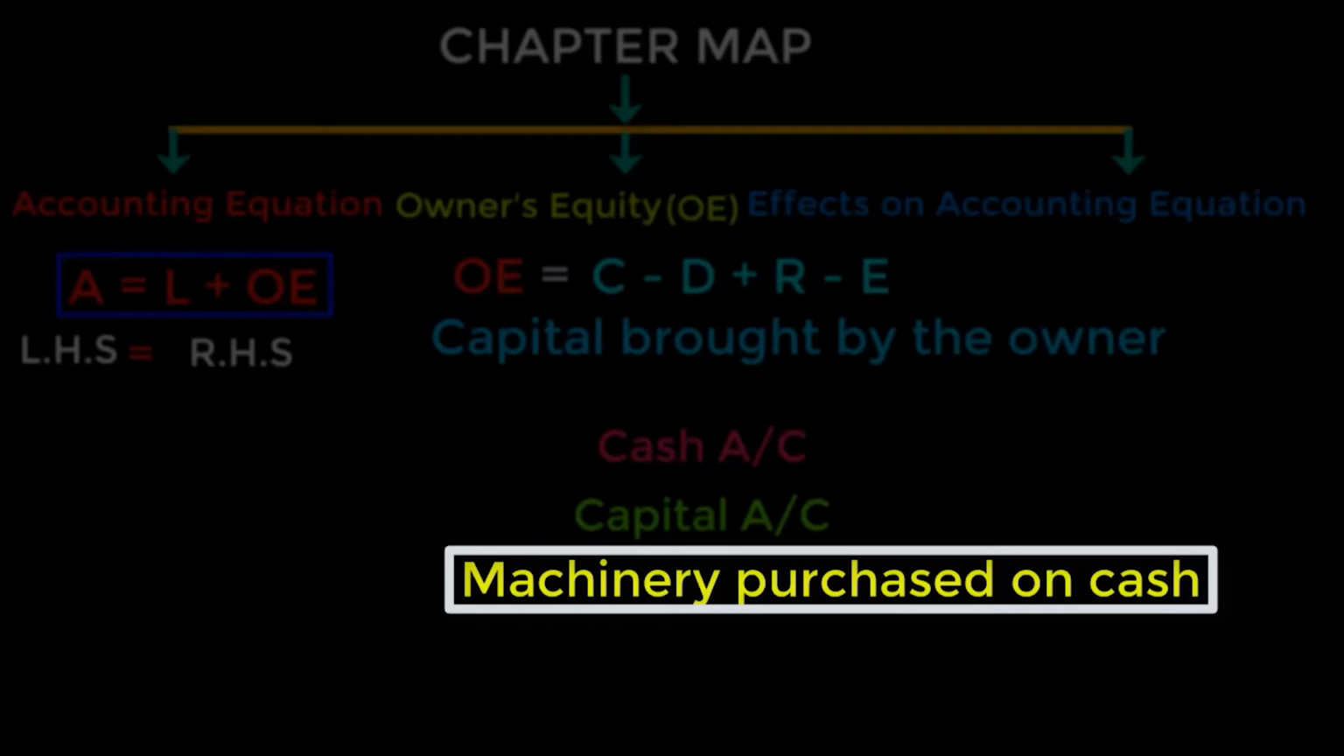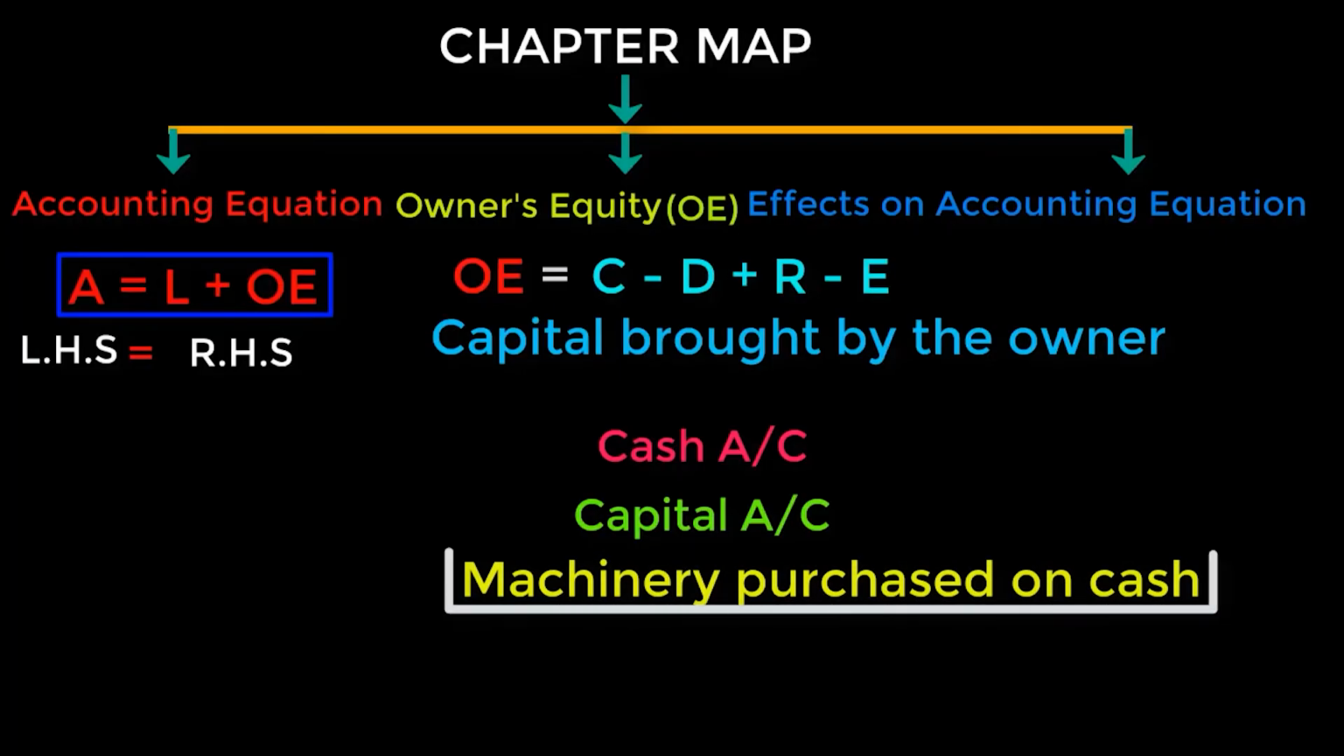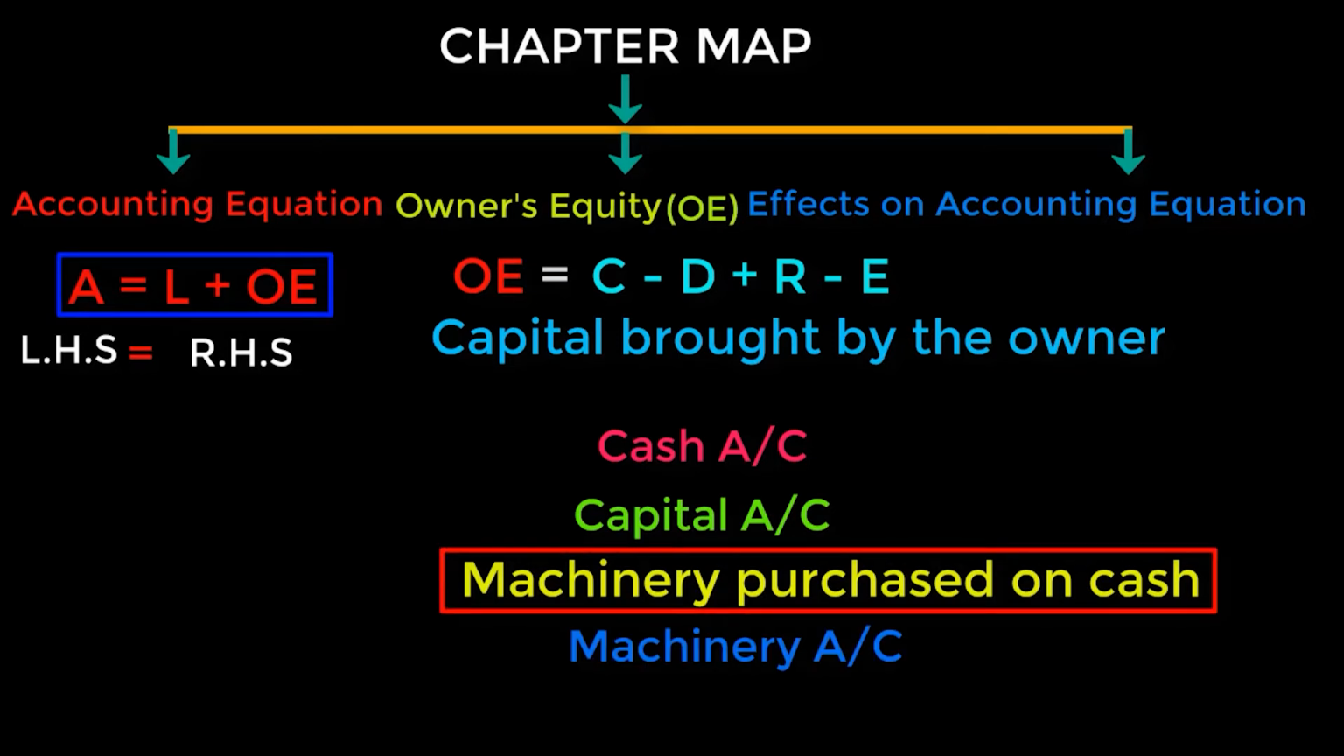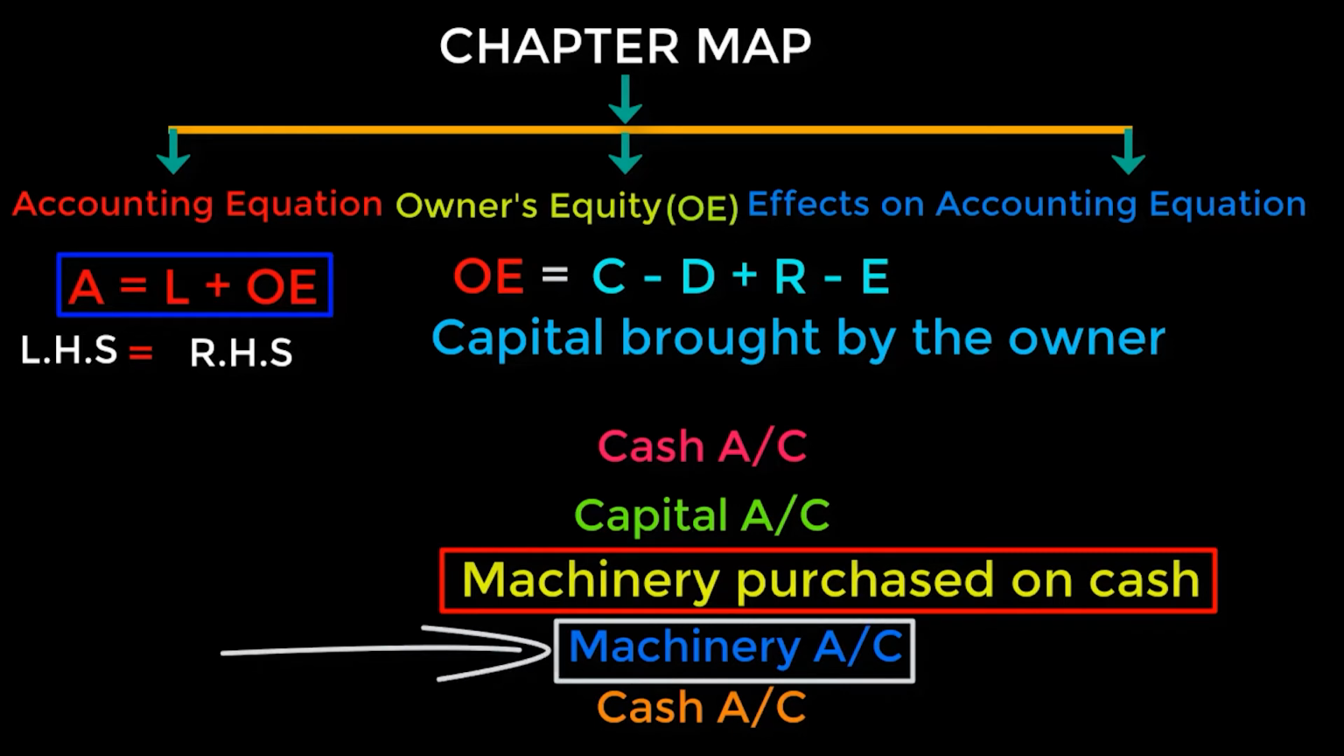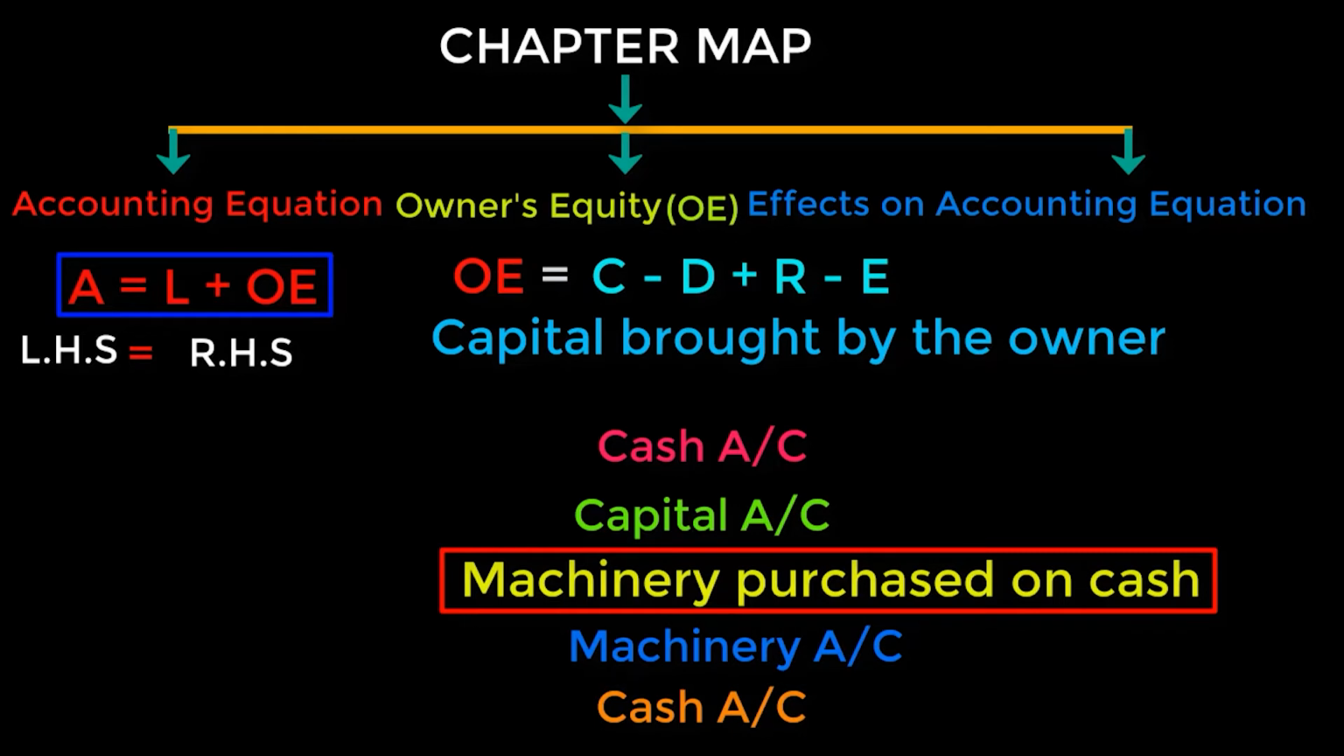Machinery purchased on cash. This is also a transaction. There are also 2 accounts here. One of them is machinery account and the other is cash account. Can you tell me whose element is this machinery account? Surely this account is the element of assets.